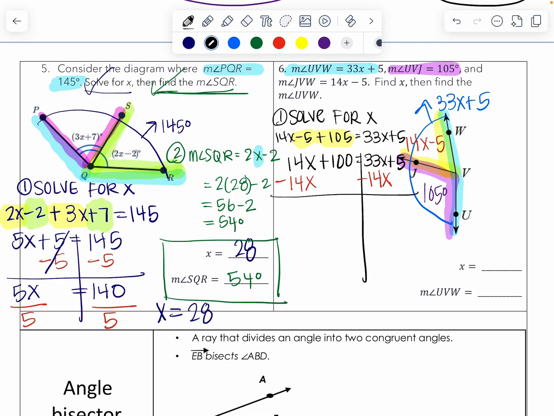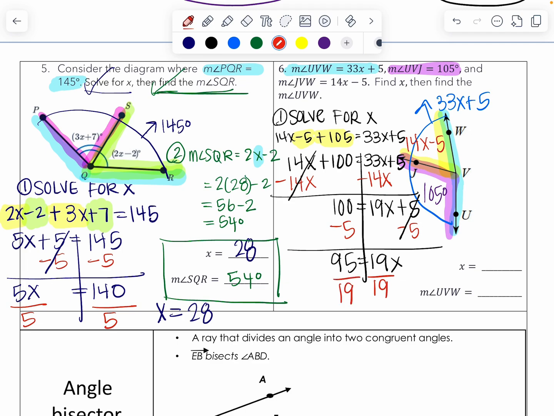Let's go ahead and see what happens. We eliminated the 14x, that turns to 0. So we have 100 is equal to 19x plus 5. Now we want to eliminate this positive 5, and we could do that by doing the opposite. So 95 is equal to 19x, and then final step would be to divide each side by 19. So x would be equal to 5.